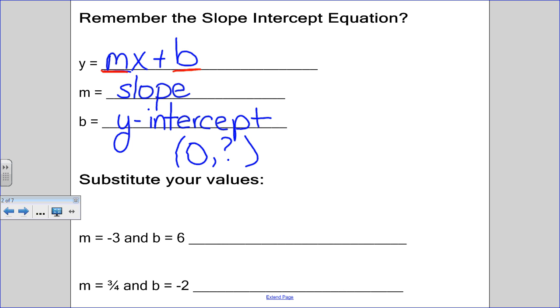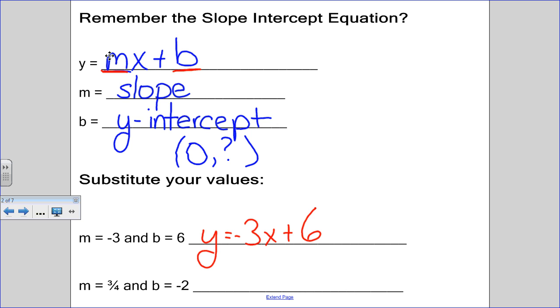On our first one, they tell us that m, or our slope, is -3, and that b, or the y-intercept, is 6. How would we write that? That's right, it would be y equals m, which is -3, x plus, what's our b again? 6. Good, so y equals -3x plus 6.